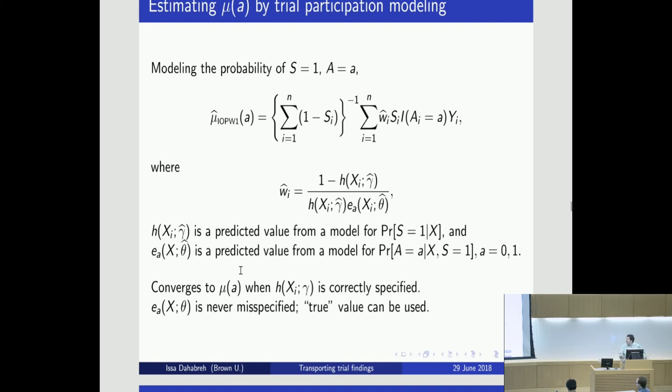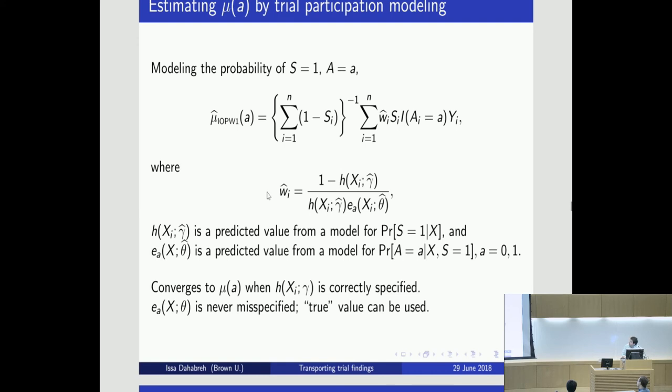And then I added this little thing, which is to also model the probability of treatment, even though you know it. In an actual randomized trial, nothing bad happens to you if you model it, at least in large trials, okay? So basically, this is what we might call a propensity score in the trial, and this is the probability of being in the trial, okay? Both of these you can get from the observed data.